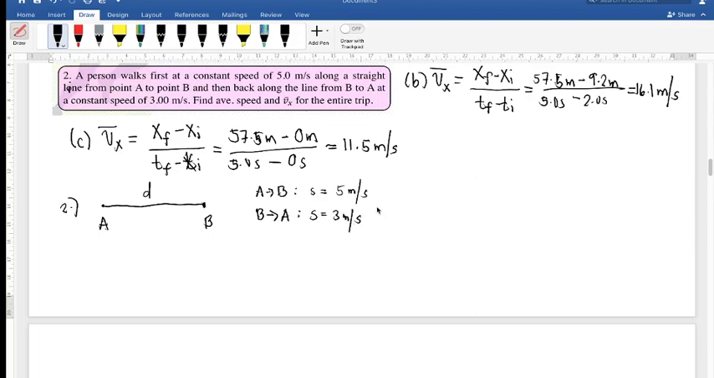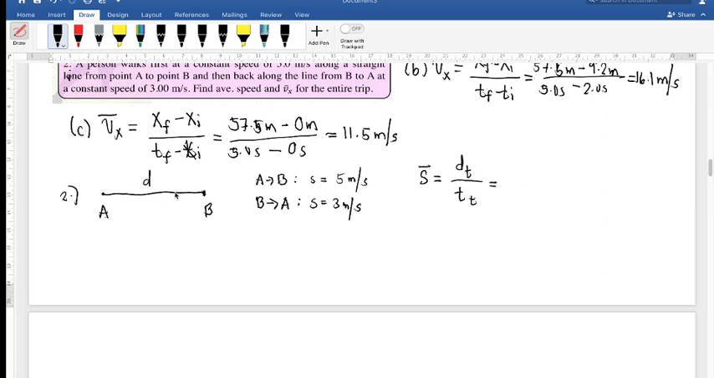So, how to find the average speed? So, the average speed lang, so I will put it above para average speed siya. So, is equal to the total distance divided by the total time. Okay? So, the total distance kasi is D, tapos balik na po siya, is D again. So, that is D plus D. Kasi babalik siya sa starting point niya, that is the total distance.